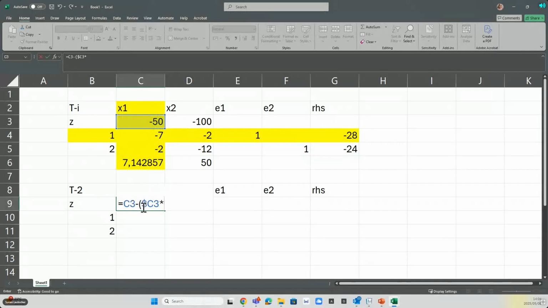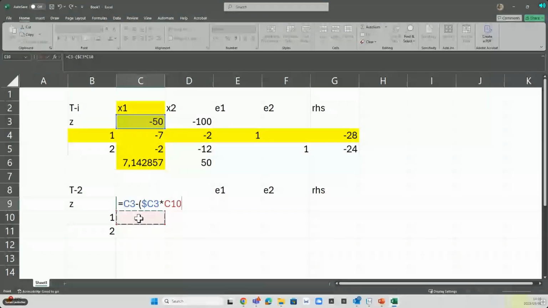I stay in the column that I'm calculating, but I go to the pivot row in the new table. Do you see why I click that one? New table. F4 2 times. So you drag that down, and you drag that.